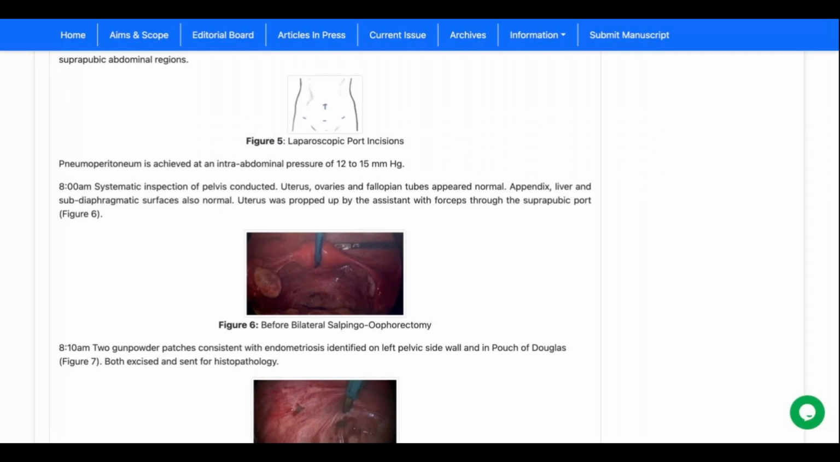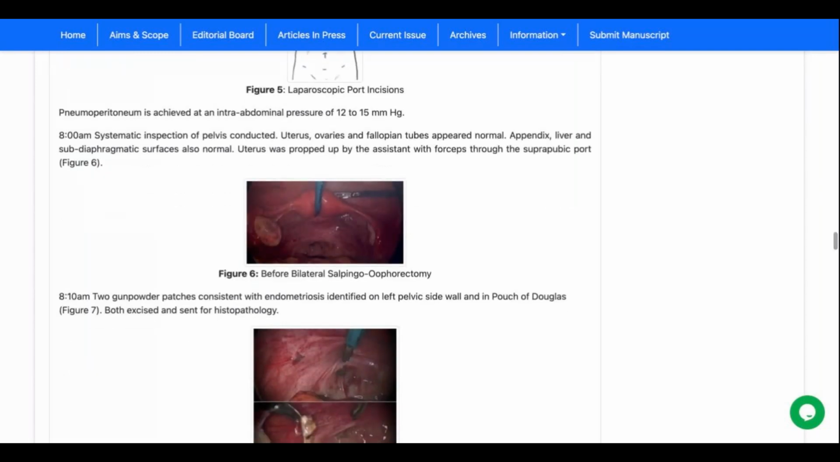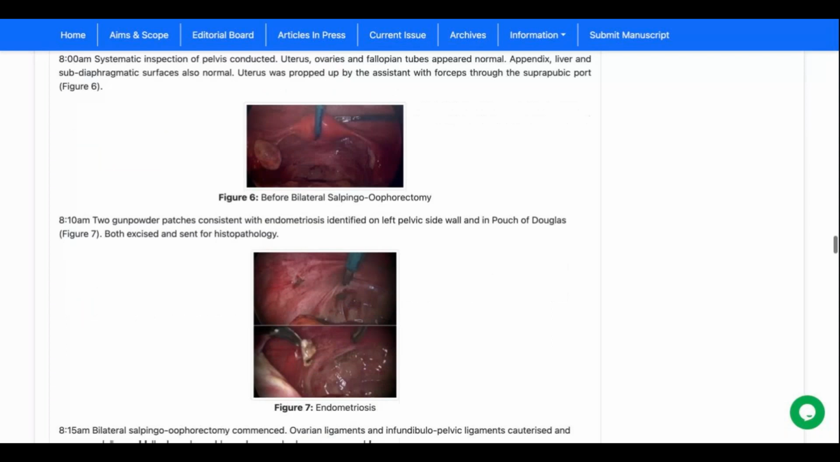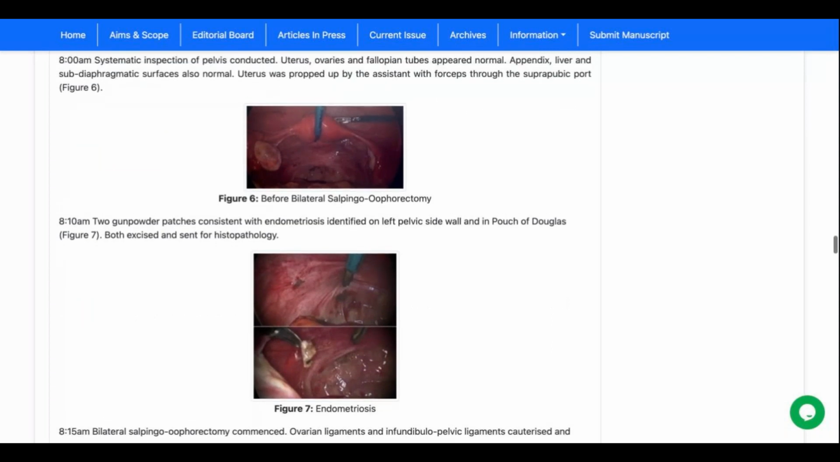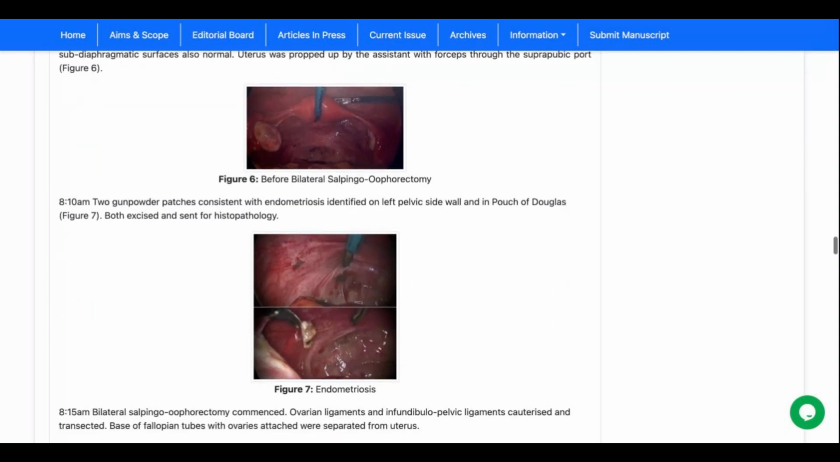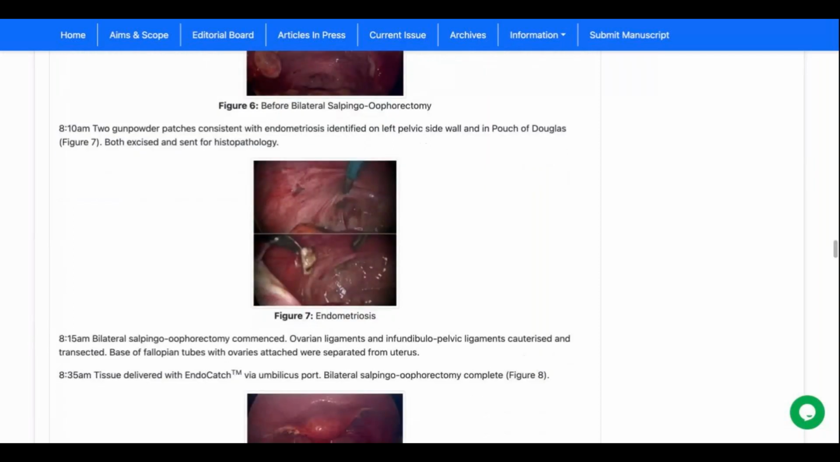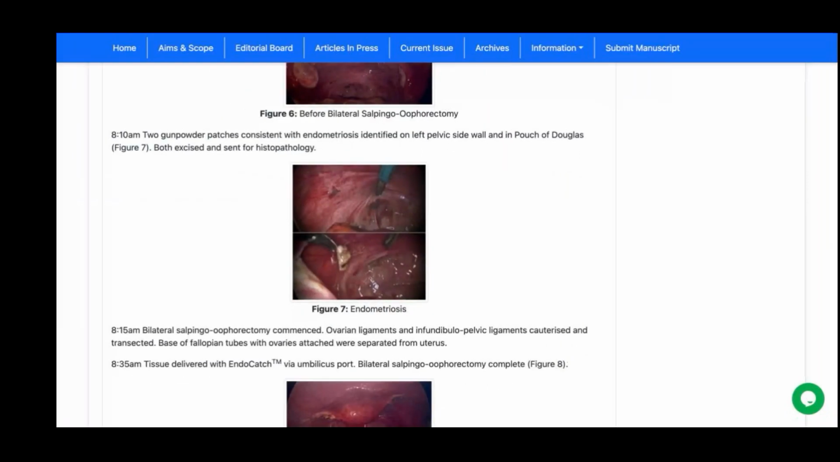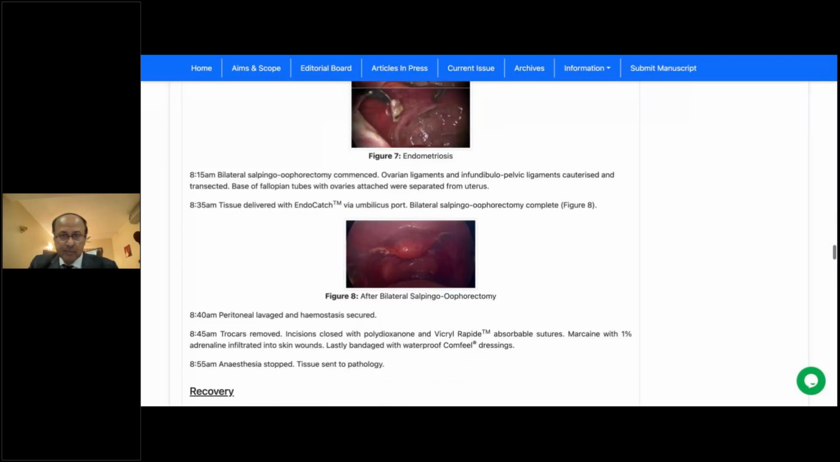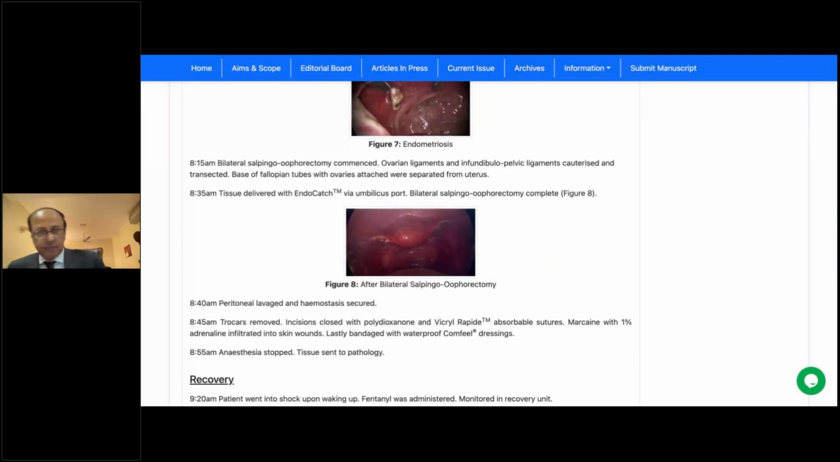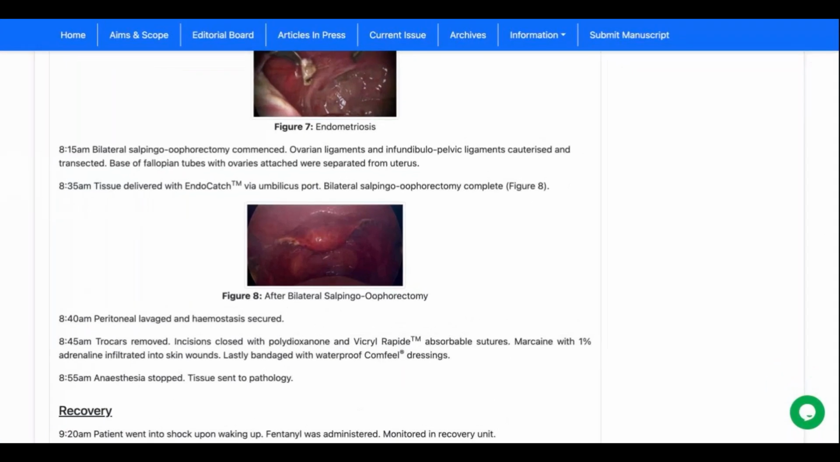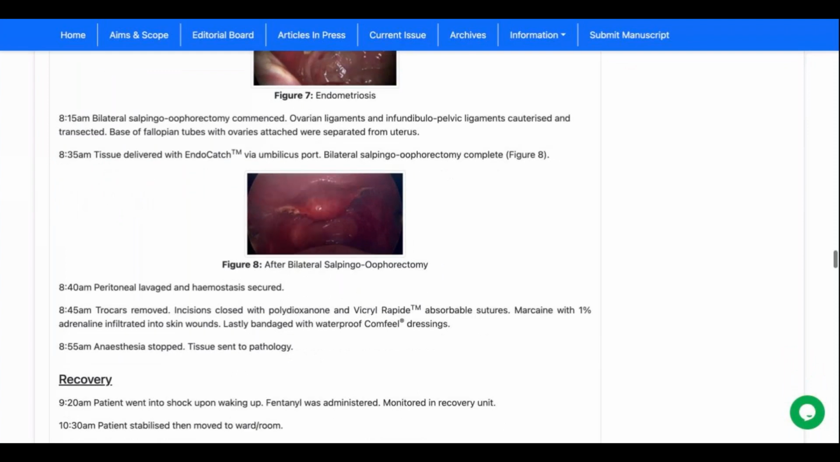I think I have like 5 minutes, but essentially, that's what happened. They had a look around. They saw the endometriosis, lasered it off, and then pulled out the pieces of the endo. And then they cut away the ovaries and the fallopian tubes, and removed them through the umbilicus. Everything went well.